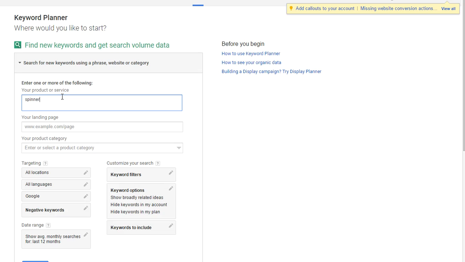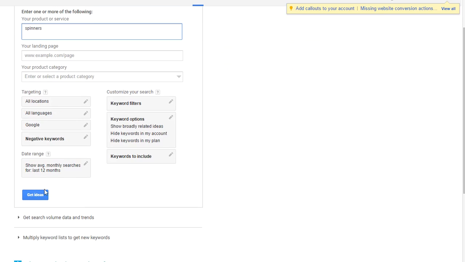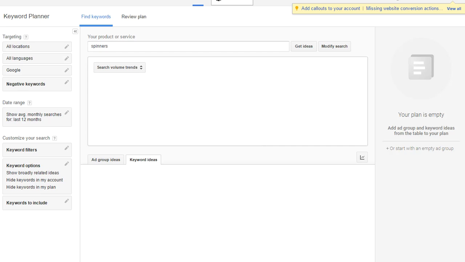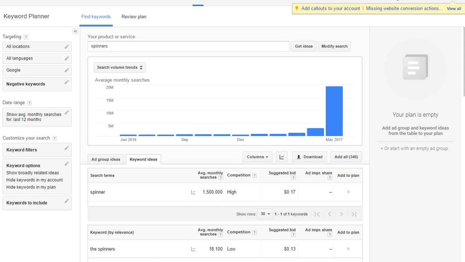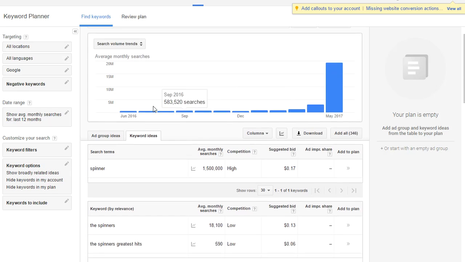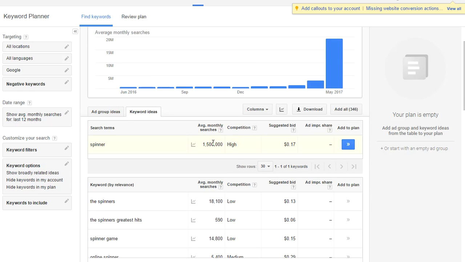So for example, let's go ahead and do our spinners. We put in a keyword here and we get ideas. Now it's processing up here. I've got it off the screen because it's got my information up here since I am logged in. But you can see the average searches. So this actually does tell you the average searches. In May, it was searched for 19 million times. Back in June 2016, a year ago, it was only searched for 537,000 times. So you can also see right here the average searches per month.